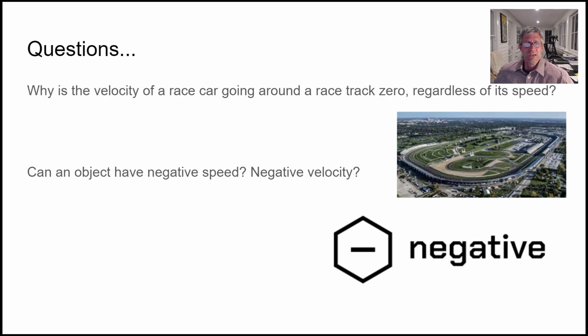So how's the velocity of a race car going around a track 0 regardless of its speed? So there's a picture of the Indianapolis 500, and they go at, what, 230 miles an hour? Good grief, that's fast. But their velocity is 0. Think about it for a minute. Secondly, can an object have negative speed? Can it have negative velocity?